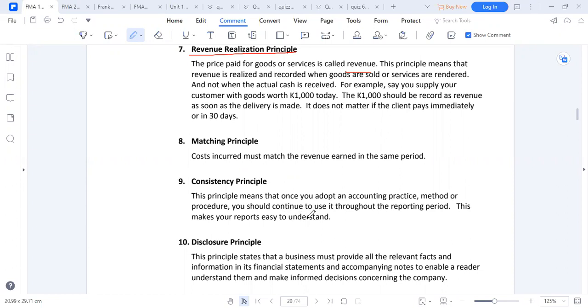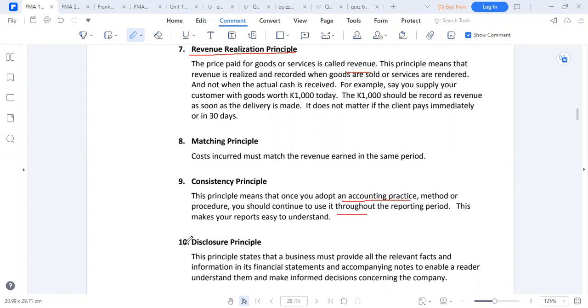Consistency principle simply assumes that you must adopt one accounting practice. There are a lot of accounting practices out there, but for consistency, you must adopt one that must throughout be an epitome of your accounting format.